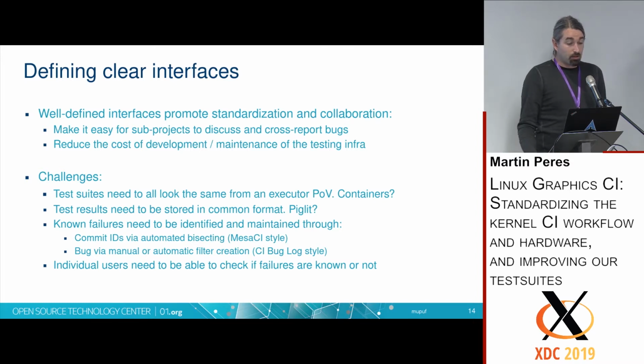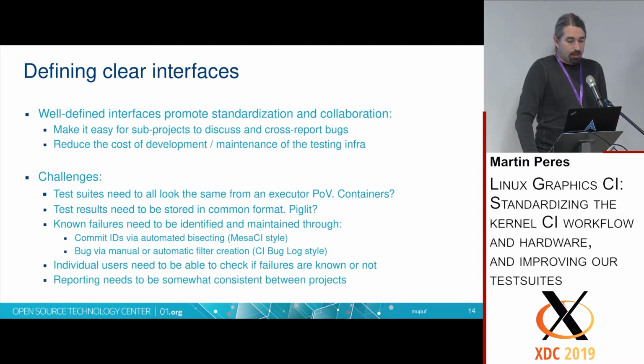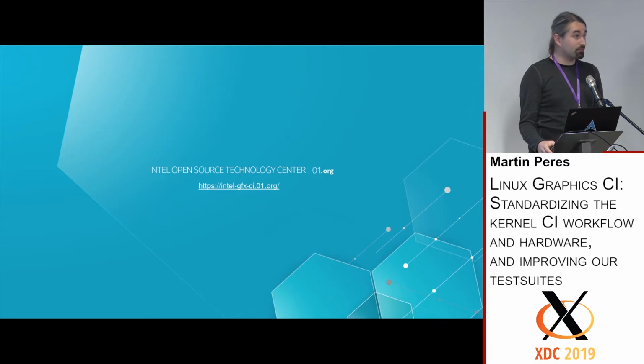And another problem is that we need individual users to be able to figure out if the failures that they see in their results on their machine are known issues or not. And so that means that we need a way to transport all of these known issues to the users. And finally, as I was saying, reporting has to be somewhat consistent between the different projects. Otherwise, it's just annoying and it reduces the involvement from developers to actually look at the results and try to understand them and see if it actually is a regression or not.